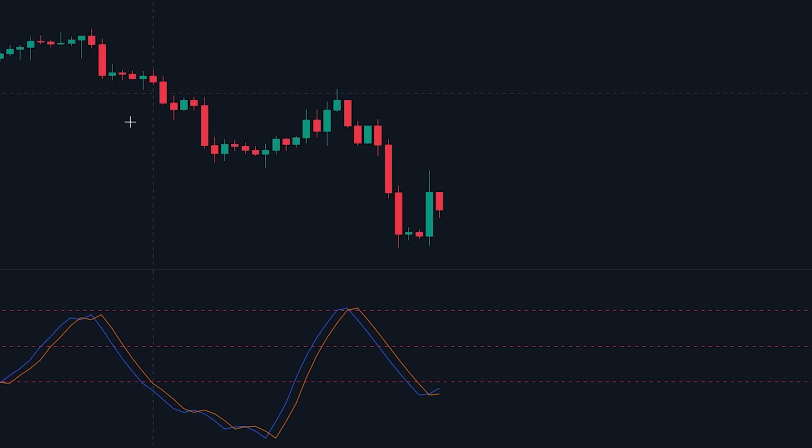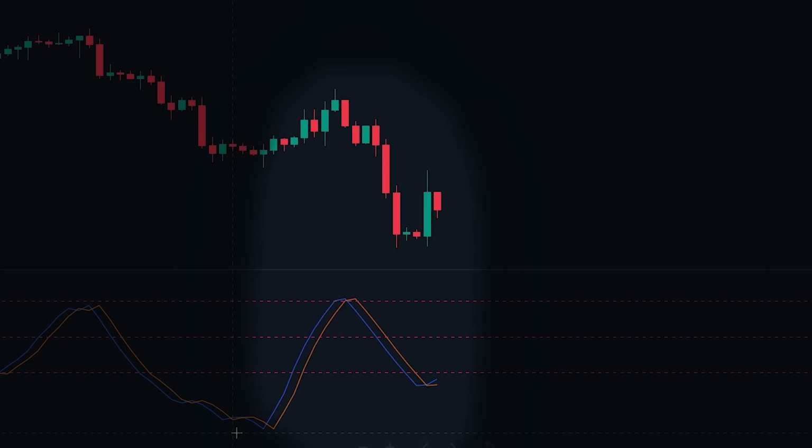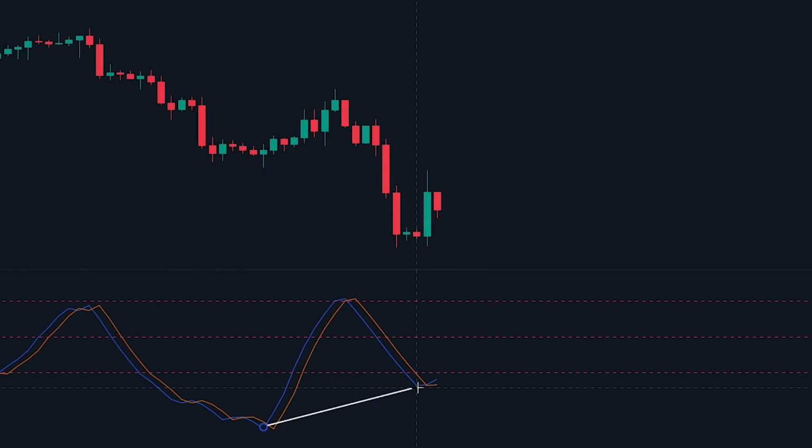Here we can see that the price has been in a large downtrend. We can see that there was a small pullback here. Despite this, the price continued in the downward direction. However, if we take a look at the Fisher Transform indicator, we can see that even though the price is making lower lows, the Fisher Transform line is making higher lows. This means that a bullish divergence is playing out.